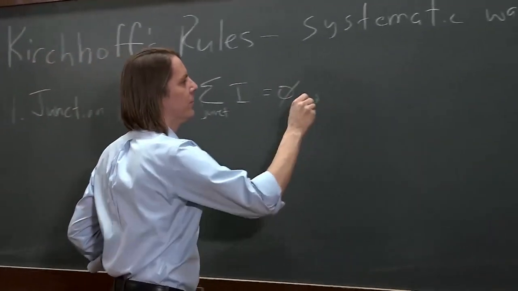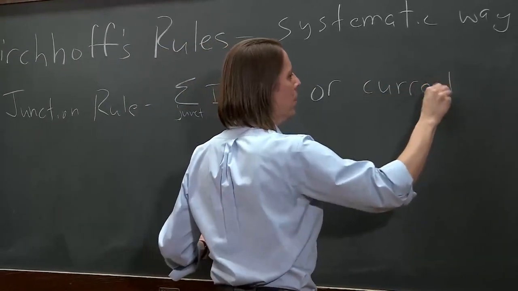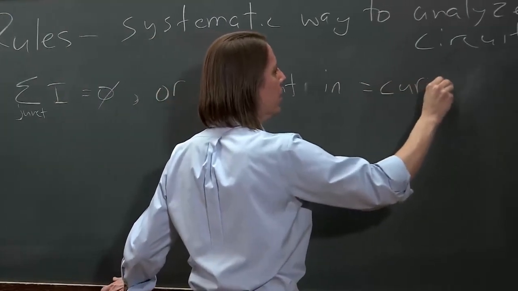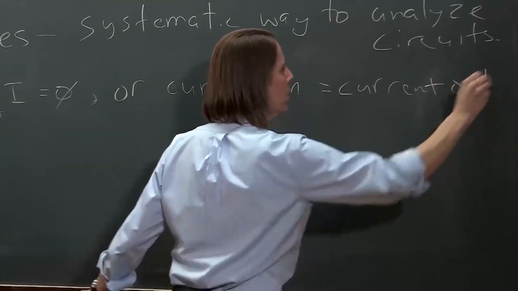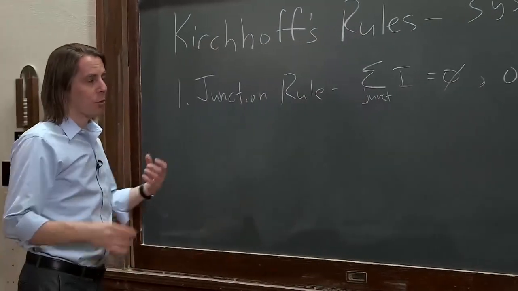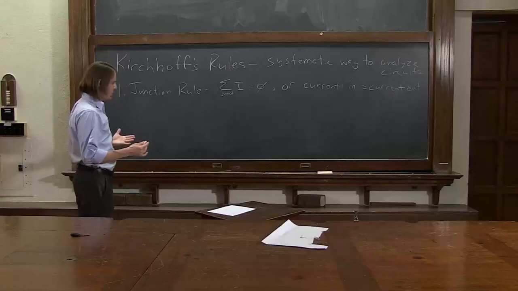Or you could also just say current in equals current out. We know that charge has to be conserved, so we can't have more current going into a junction than coming out. So let's look at a circuit and a junction.